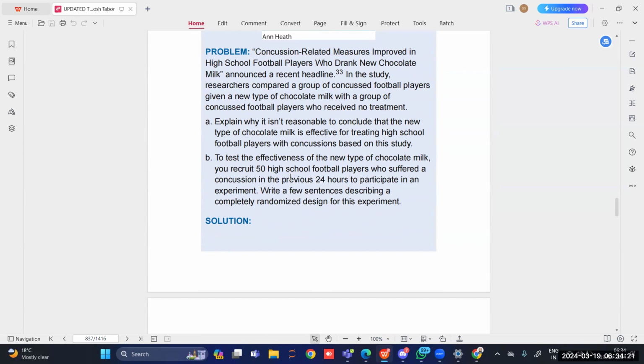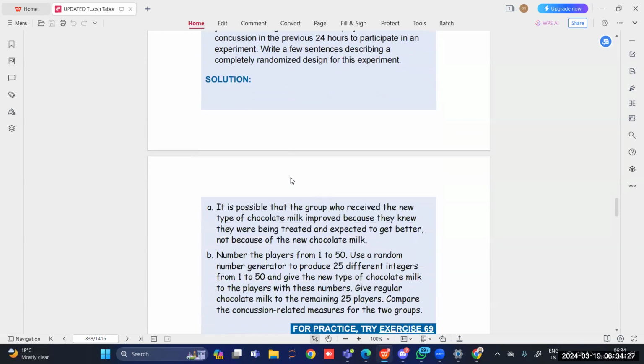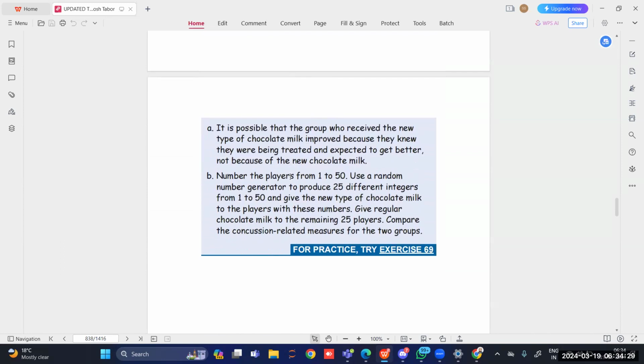Now what we will do, we'll give the first group the chocolate milk and the other also the chocolate milk but without ingredients. So number the players from 1 to 50, use a random number generator to produce 25 different integers from 1 to 50 and give the new type of chocolate milk to players with these numbers. Give regular chocolate milk to the remaining 25 players.